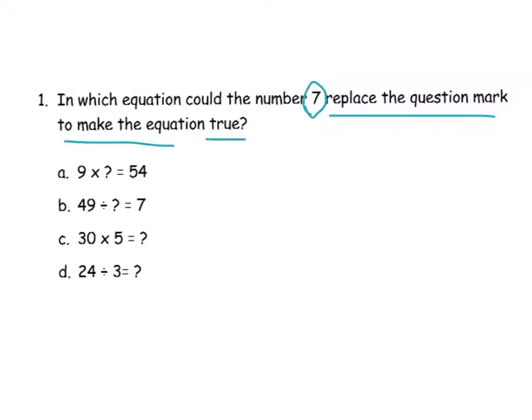So here you have a couple of choices. What you need to do is put 7 in for the question mark. So then the first one, for letter A, it's saying that 9 times 7 is 54. If you're not sure about that, you need to go ahead and write your 9s down.